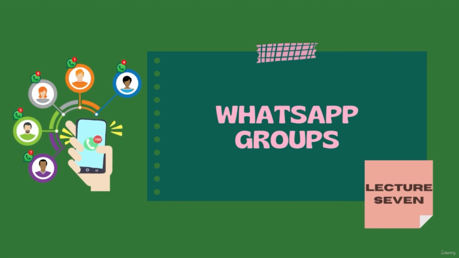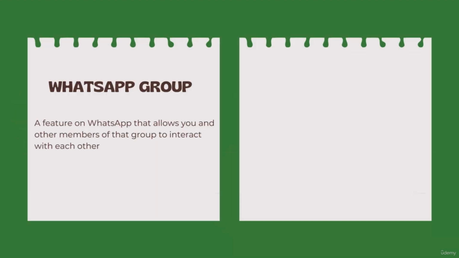Hi, in this section we are going to learn about WhatsApp group. WhatsApp group is a feature on WhatsApp that helps you create a platform where you and other members or other contacts or other WhatsApp users can come together and chat and send message. Anybody that sends a message on a WhatsApp group, other members of that same group can see the message and probably react or interact to that message.